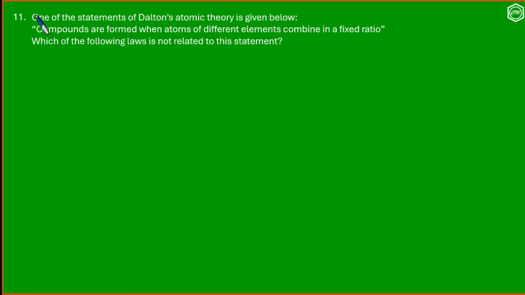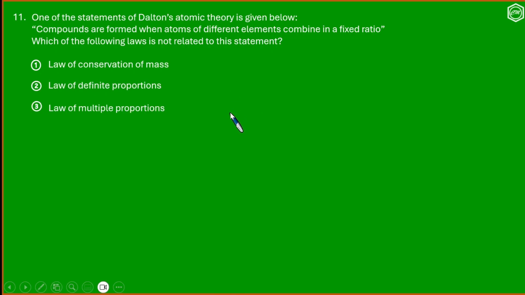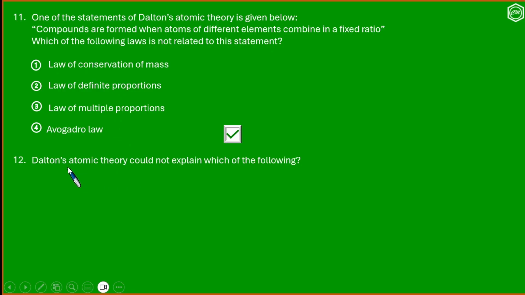Question 11. One of the statements of Dalton's atomic theory is given below. Compounds are formed when atoms of different elements combine in a fixed ratio. Which of the following laws is not related to this statement? Law of conservation of mass, law of definite proportion, law of multiple proportion, Avogadro law. This statement is not related to the Avogadro law. This statement is related to all these three: law of conservation of mass, law of definite proportion, as well as law of multiple proportions.